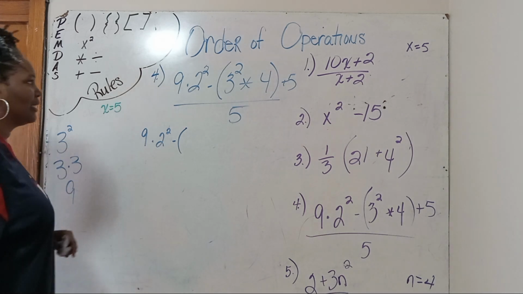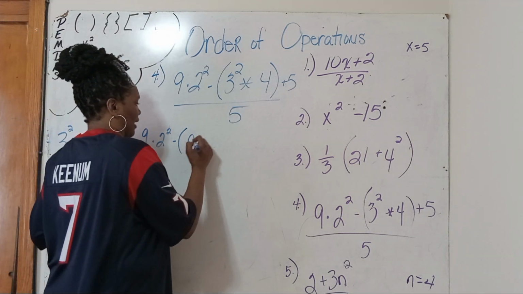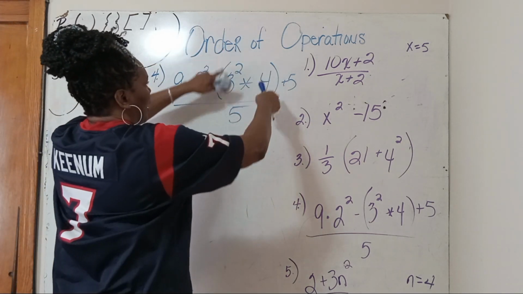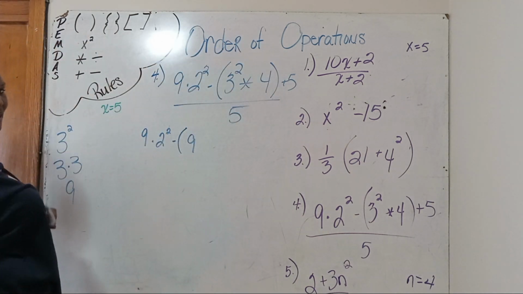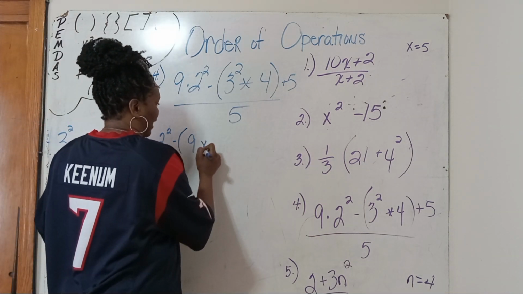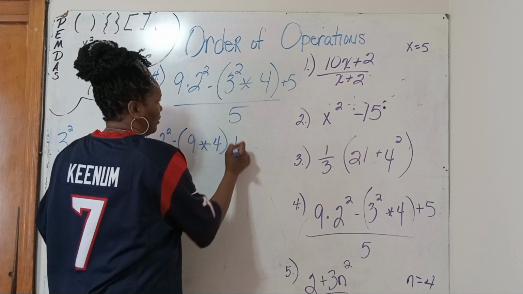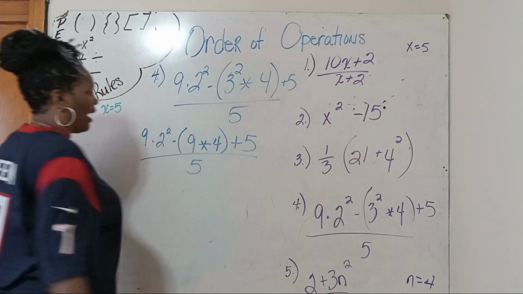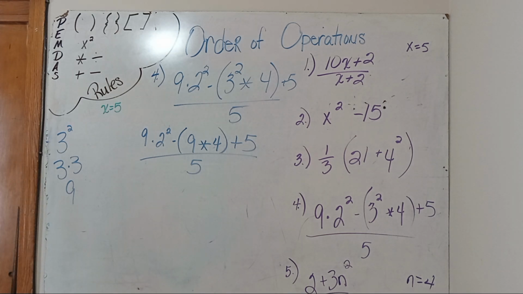9. So we got 3 to the second. Why do we do 3 to the second? Because once we found out what's going on in our parentheses, then we have to go to our exponents. 3 to the second is nothing more than 9. 9 times 4 plus 5 over 5.